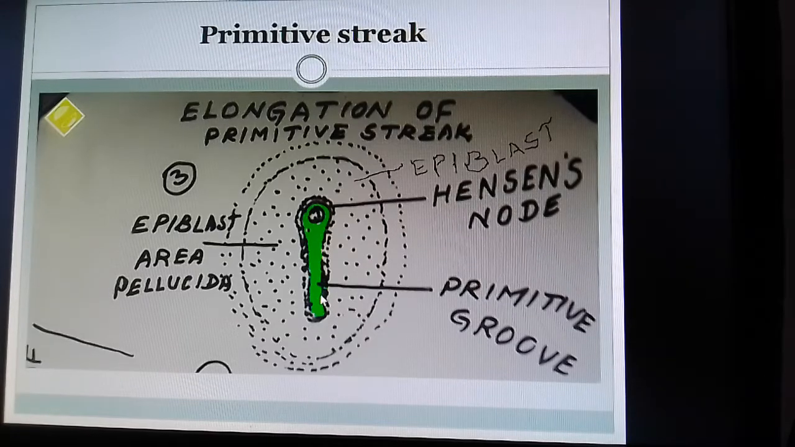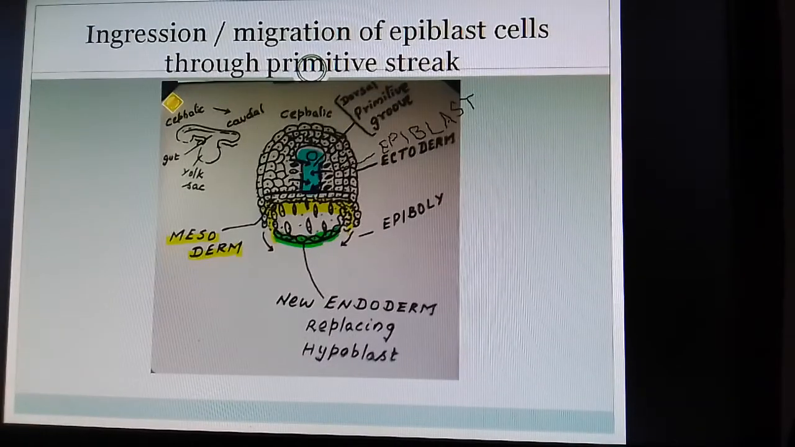And after the formation of primitive groove, the cells of this epiblast region will start migrating through this primitive groove into the blastocele. That's what you see in the case of blastula. That is the end of the cleavage process. Now here you see this is the primitive groove, and the epiblast cells are simply modifying and passing through this primitive groove into the lower side.